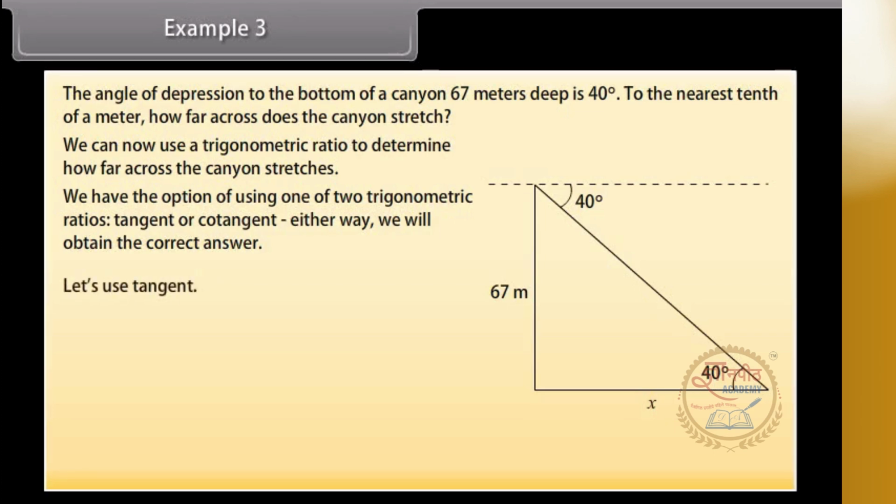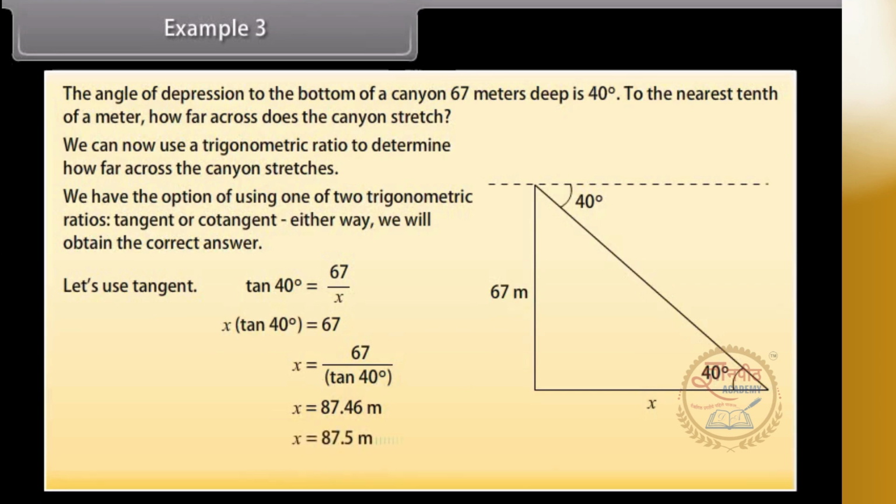Let's use tangent. Tan 40 degrees is equal to 67 upon x. X into tan 40 degrees is equal to 67. X is equal to 67 upon tan 40 degrees. X is equal to 87.46 meter. X is equal to 87.5 meter. Therefore, the canyon stretches 87.5 meter across.